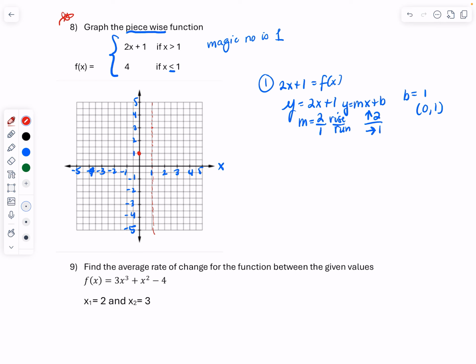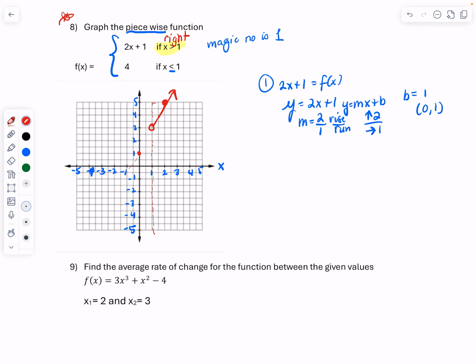Okay, now this point is not included when x equals 1. So I'm going to put a little dot there, and I'm going to continue to go up 2, over to the right 1 unit. Okay, so my line would look like that, but I'm not going to include the stuff on the left-hand side of the graph, because if x is greater than 1, I need the right-hand side of the graph. Okay, so I'm going to include these 2 points. So this is what this looks like. And I'm going to make this really clear that that point is not included.